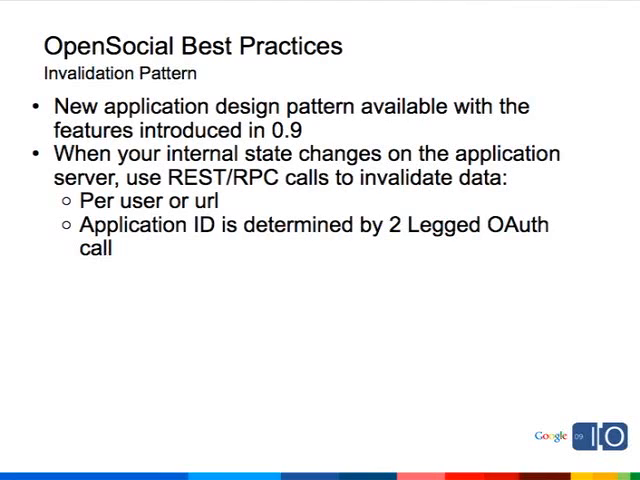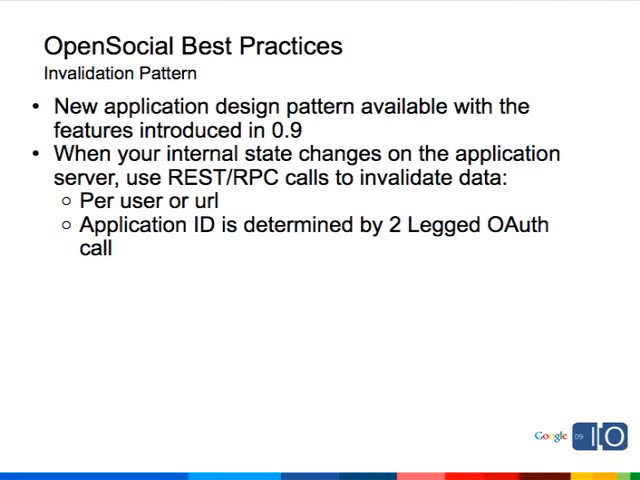So one of the problems you're going to run into, one of the challenges, I should say, is that the social network side will be caching the result of the HTML that you generated. And it will store it based on both the user ID and the application URL. So what happens when your data changes? For instance, somebody posts an activity in QuarterMile. How do you tell the social networking site to download that information again so that you can generate the latest information and send it to the social networking site? That's what the invalidation pattern is for.